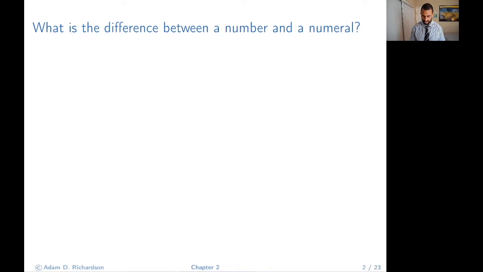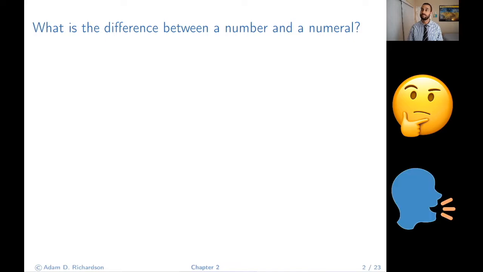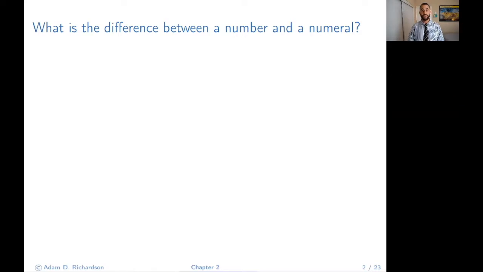Okay, so the motivating question here is this. What's the difference between a number and a numeral? Just go ahead and pause for a minute and think about that. Then go ahead and talk out loud to yourself or to your group members about that. Okay, so let's go ahead and see what the difference is between a number and a numeral.